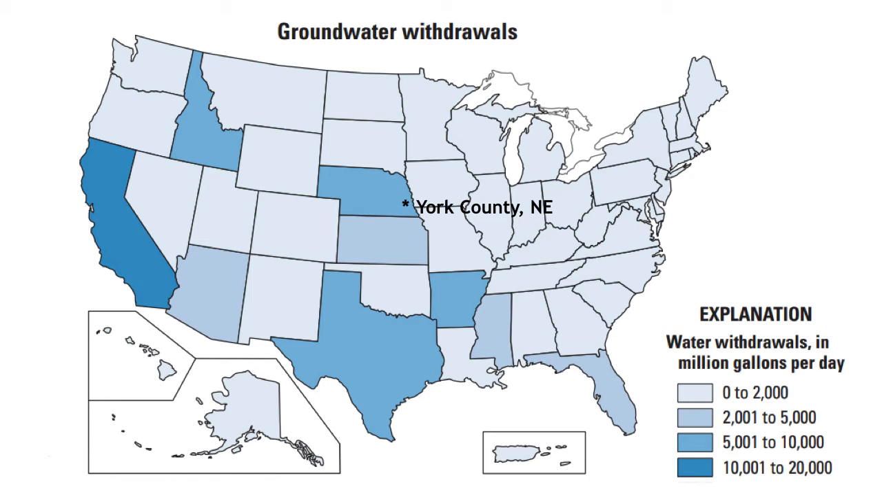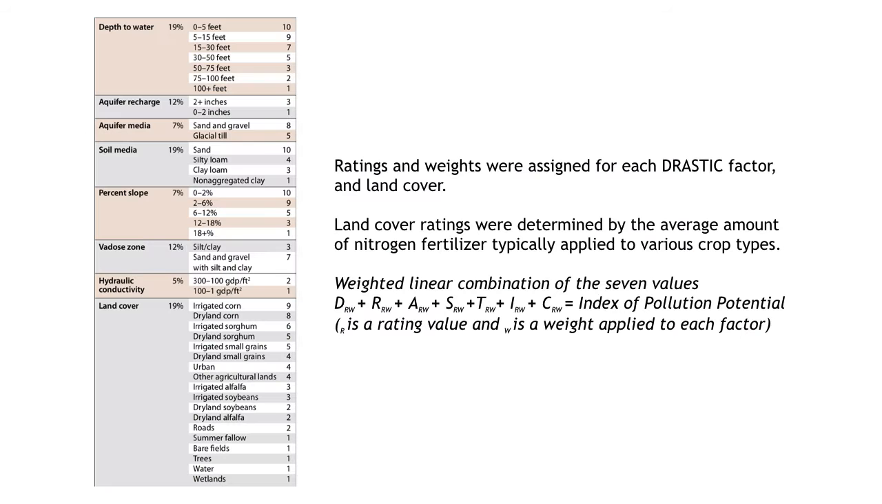York County, Nebraska was studied because 45% of the land in York County is used to grow irrigated corn and is at high risk of groundwater contamination. Ratings and weights were assigned for each DRASTIC factor as well as land cover. The land cover ratings were determined by the average amount of nitrogen fertilizer typically applied to various crop types. Then, the weighted linear combination of the 7 values was calculated to discover the index of pollution potential.